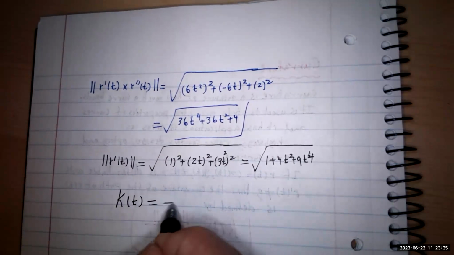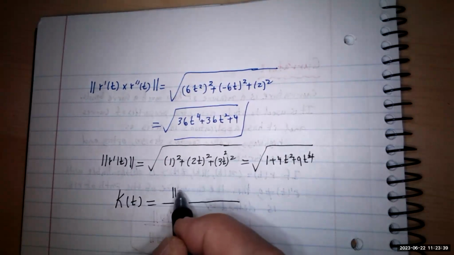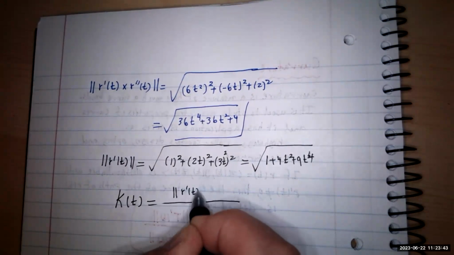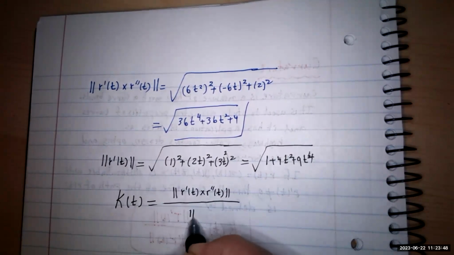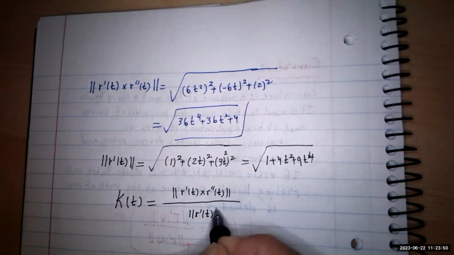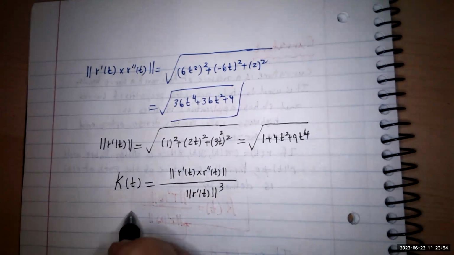The curvature, I just repeat the formula. It's going to be the norm of r prime of t cross r double prime of t, divided by the norm of r prime of t, everything cubed. So this is the way we write it down usually.